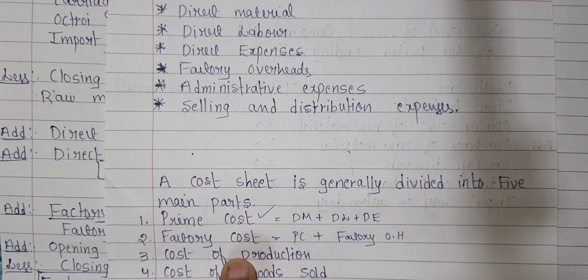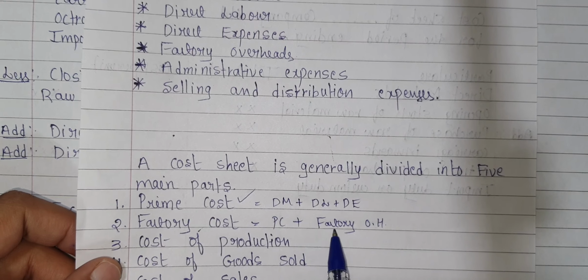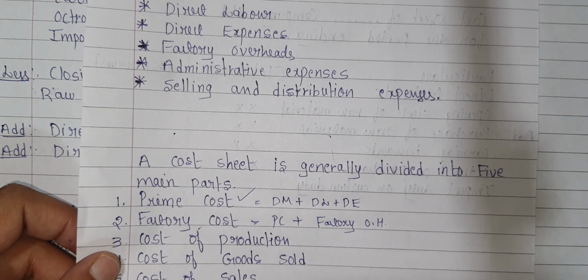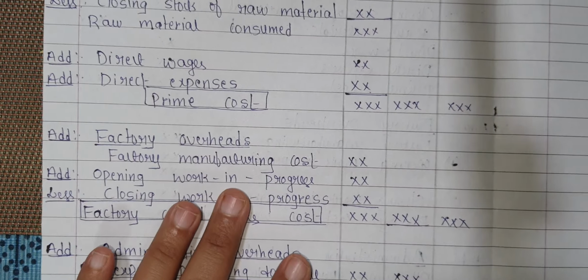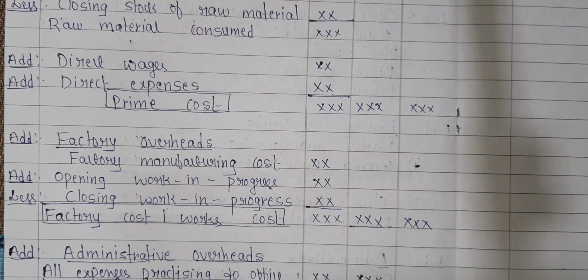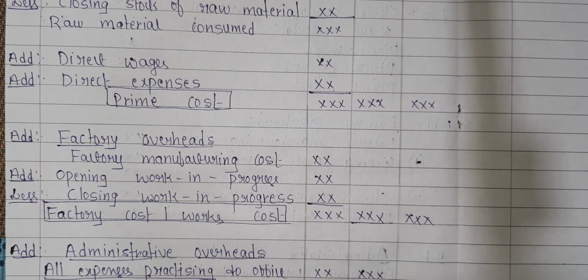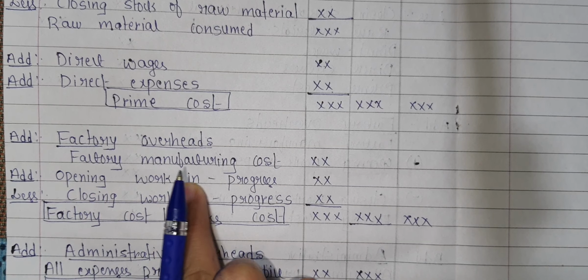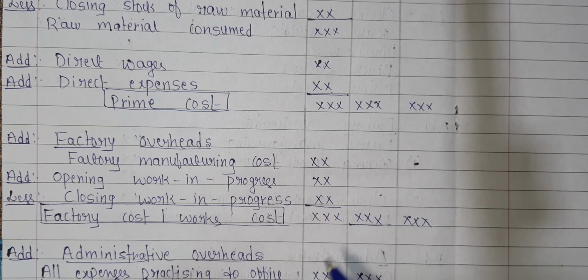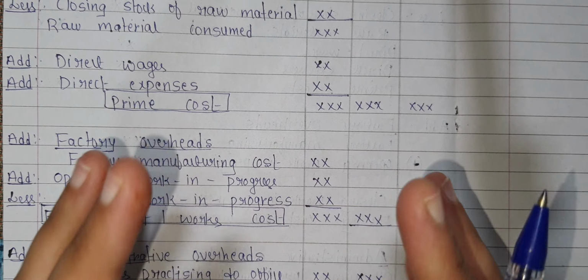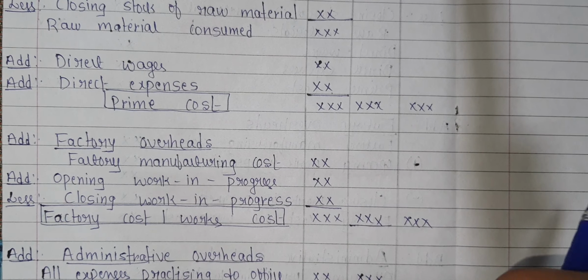So, second part, that is factory cost. Here how will we arrive? Prime cost plus factory overheads. We have to add prime cost to the factory overheads. See here, second one, add factory overheads. Here we have to add all factory manufacturing costs or factory manufacturing expenses. For that we need to add opening work in progress. Work in progress, it means what? These are the products that are not yet fully complete, but some materials, labor and overheads have already been spent on them. That is work in progress.